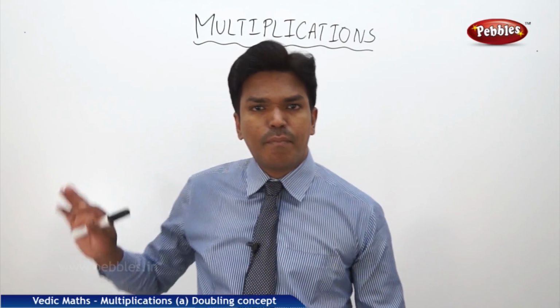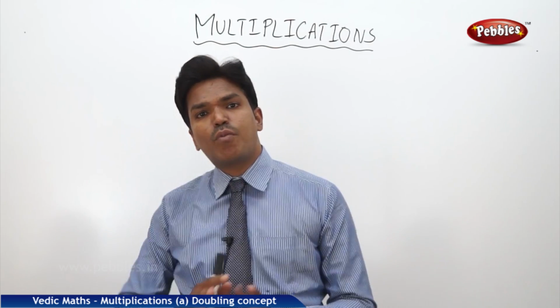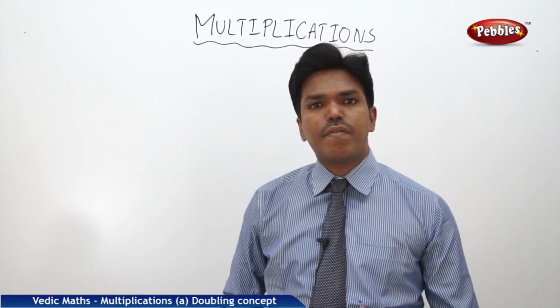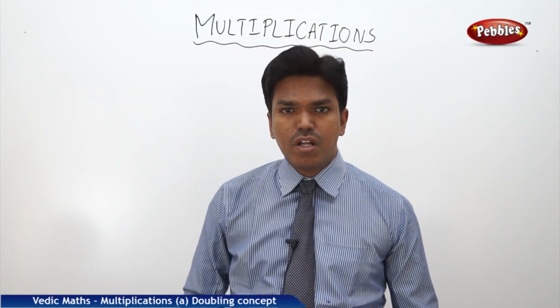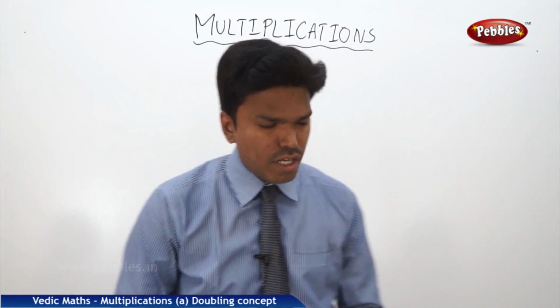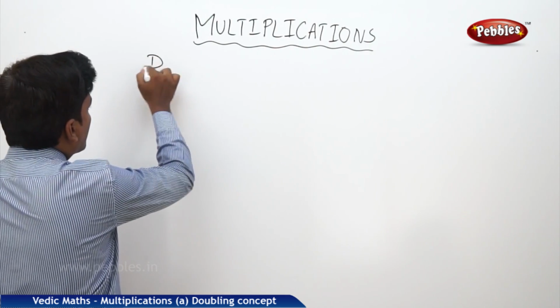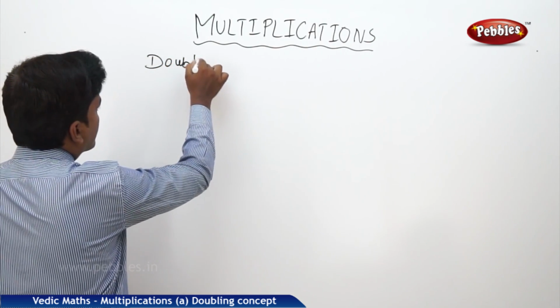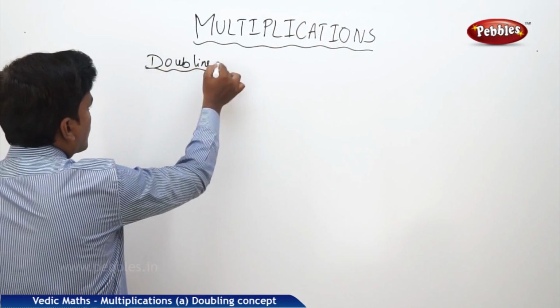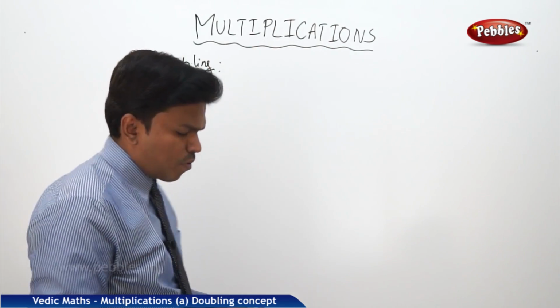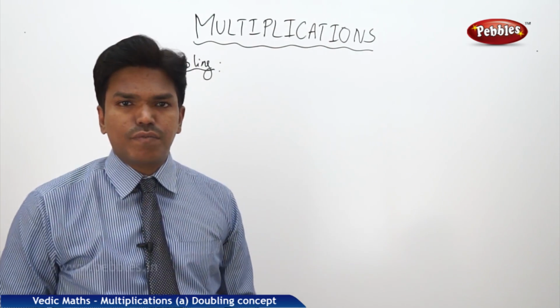So in multiplications we are going to discuss both kinds of techniques. First we will discuss specific kinds of techniques. In the specific techniques, first we will discuss the concept of doubling. What is this doubling and what are the advantages of this doubling?